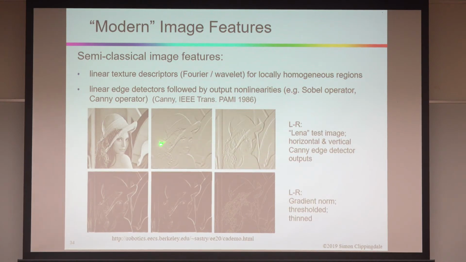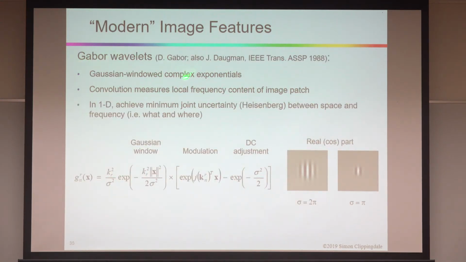These are examples of edge detector outputs. This is a vertical, horizontal, beg your pardon. This one's a horizontal diagonal edge detector. And here are the energies extracted from these two edge detectors here. This is a so-called Canny edge detector, and that came out in 1986. So this is quite old, but a lot of traditional image processing has used features like this, linear edge detectors followed by some kind of non-linearity. Gabor wavelets are another fairly commonly used feature, even now.